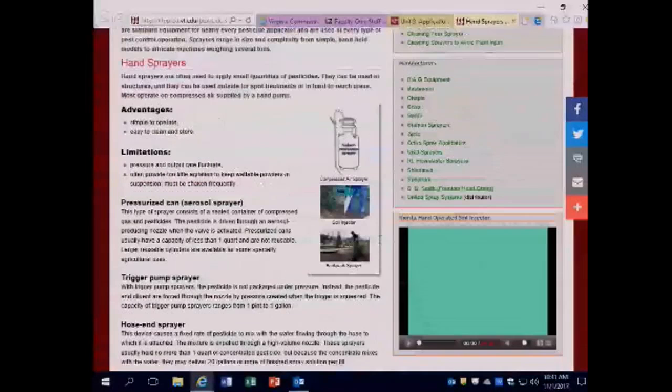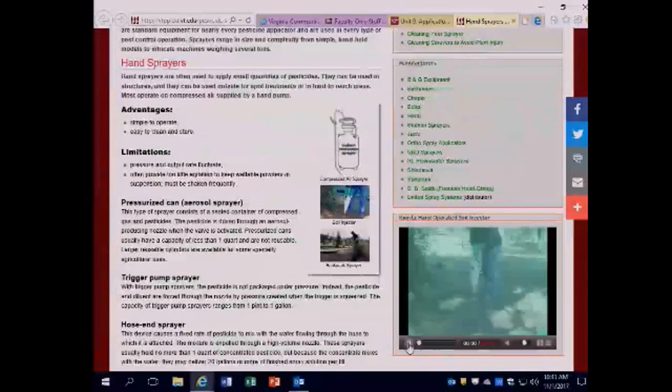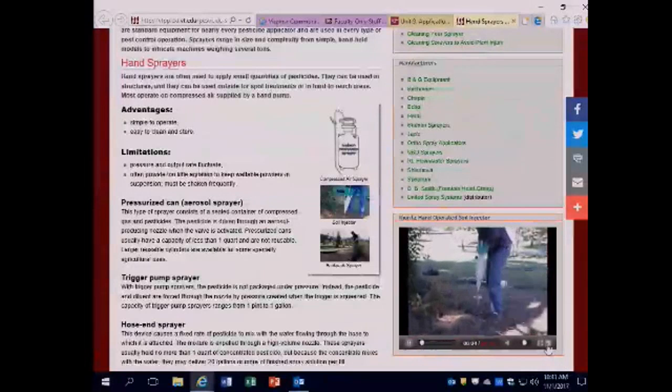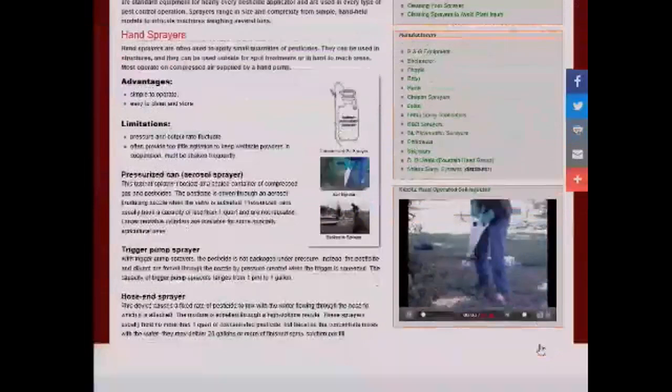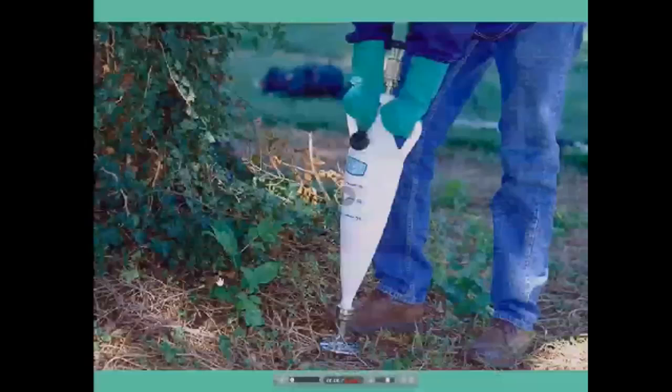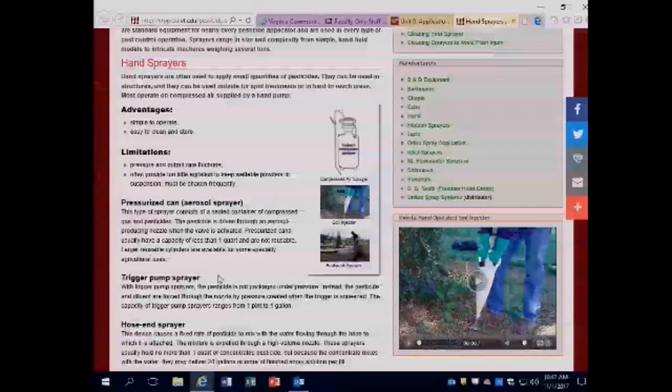One of them that is listed here is actually a soil injector, and it's used to put liquid materials around the bases of trees. And I'm going to see if we can see that. All right, that's kind of a unique application device, and it's used for injecting a liquid, either fungicide or insecticide, into the soil to make it available to a growing plant.